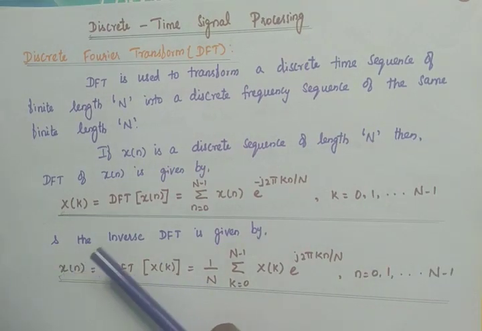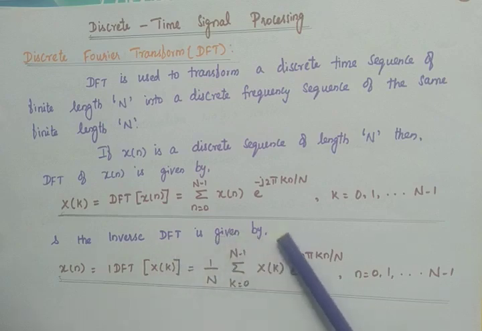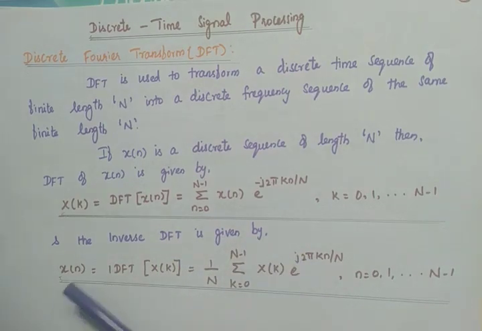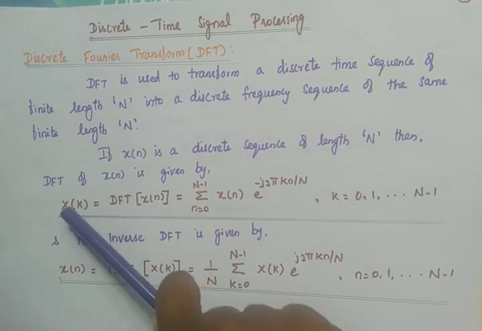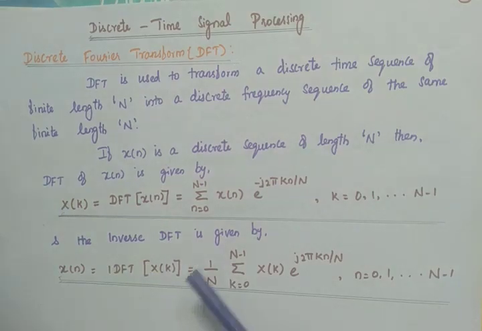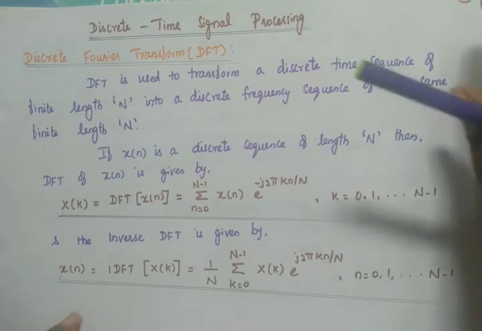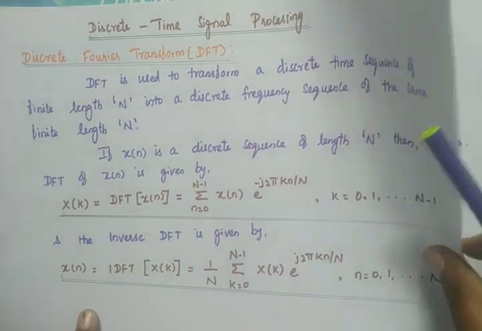And the inverse discrete Fourier transform is given by x of n is equal to IDFT of this X of k. So which will give 1 by N summation k is equal to 0 to N minus 1 X of k into e power j 2 pi k n by N, where n is equal to 0, 1 and so on N minus 1. This is discrete Fourier transform.